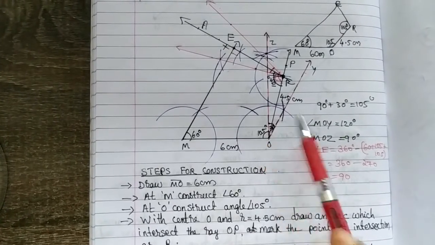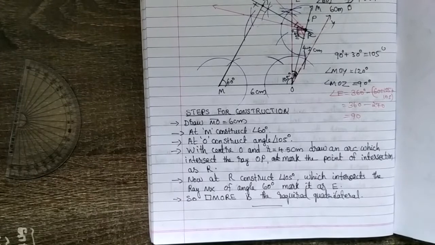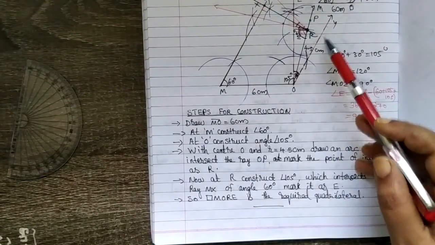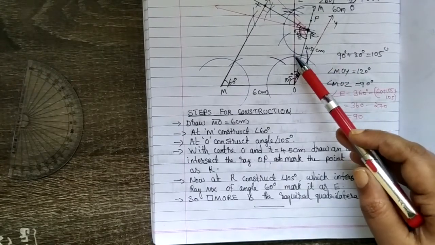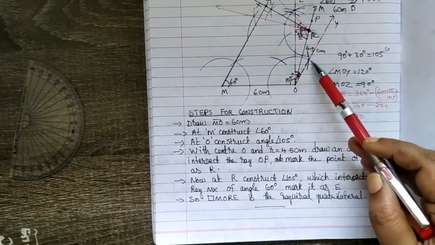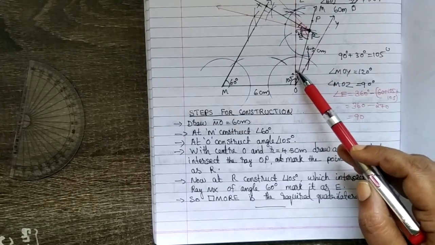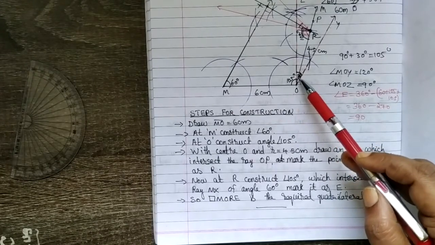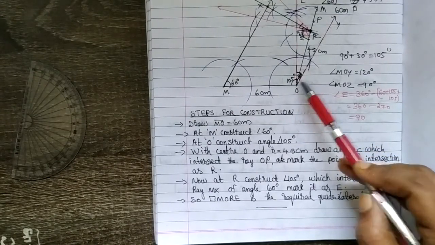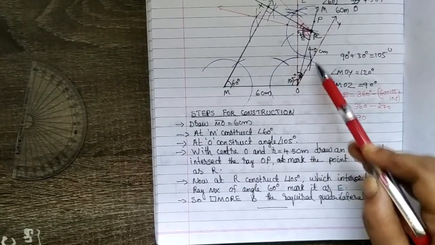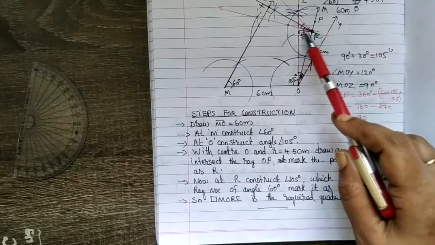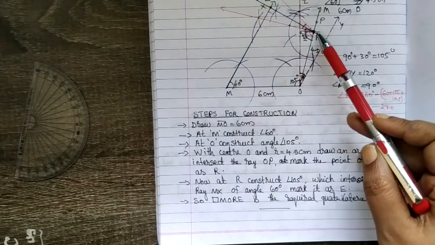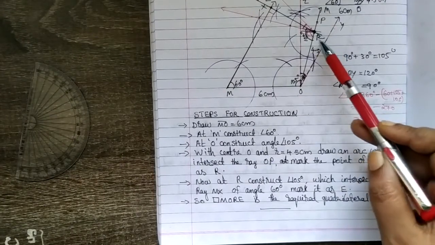For that, first we have to construct 120 degree, that is drawn by red pen, and 90 degree. The angle between them we have to bisect, so we get 15 degree over here. So 90 plus 15 will give 105 degree. This is 105 degree. Similarly, with the center O and radius 4.5 centimeter, draw an arc. Mark the point of intersection of the arc and ray as R.